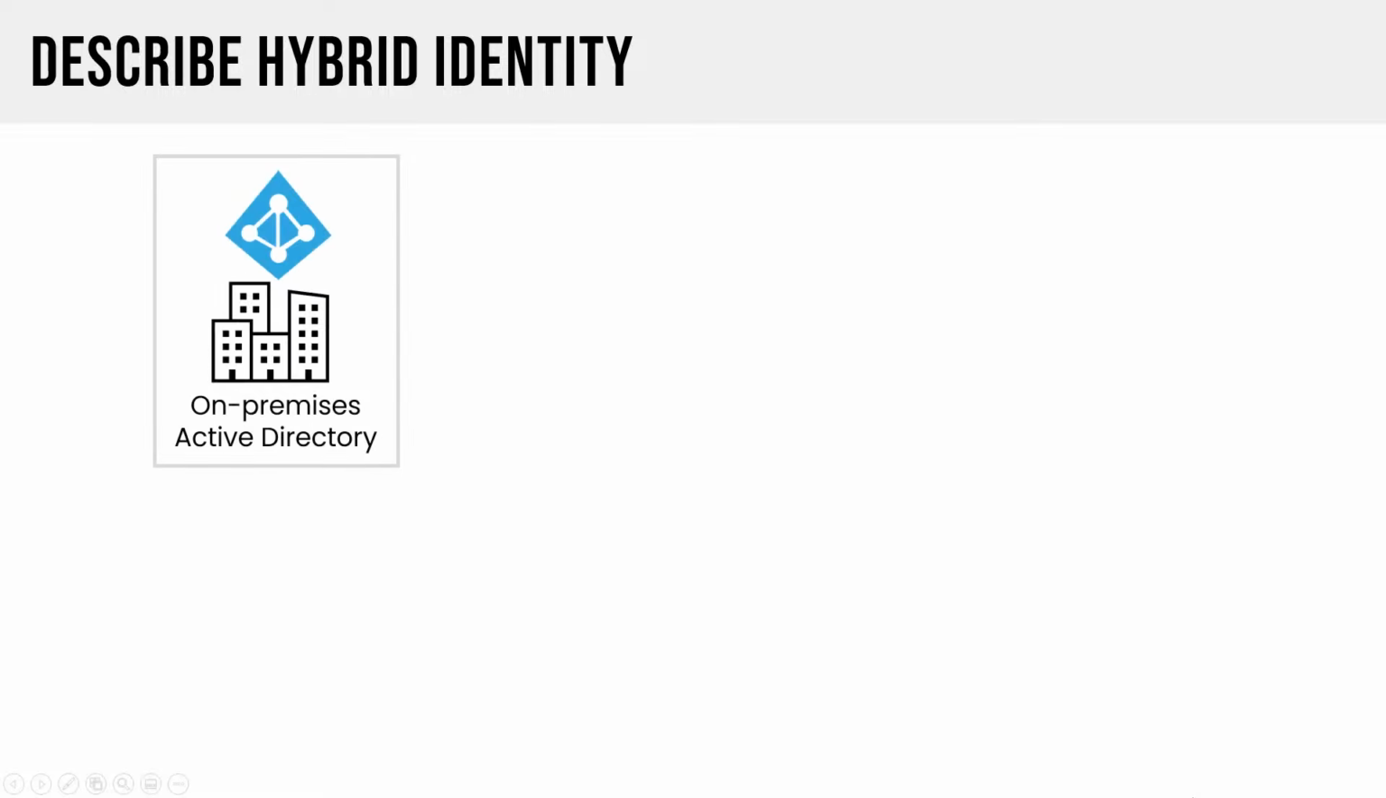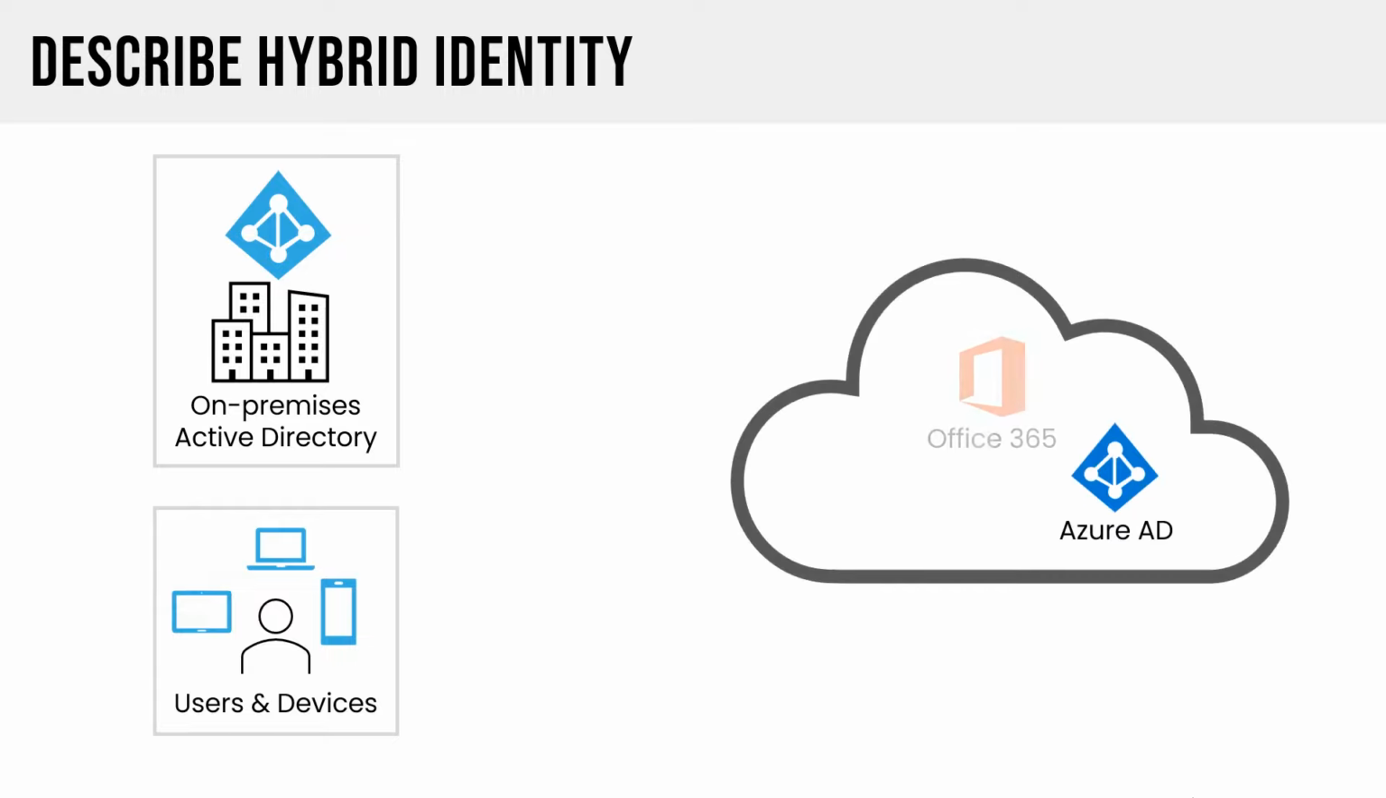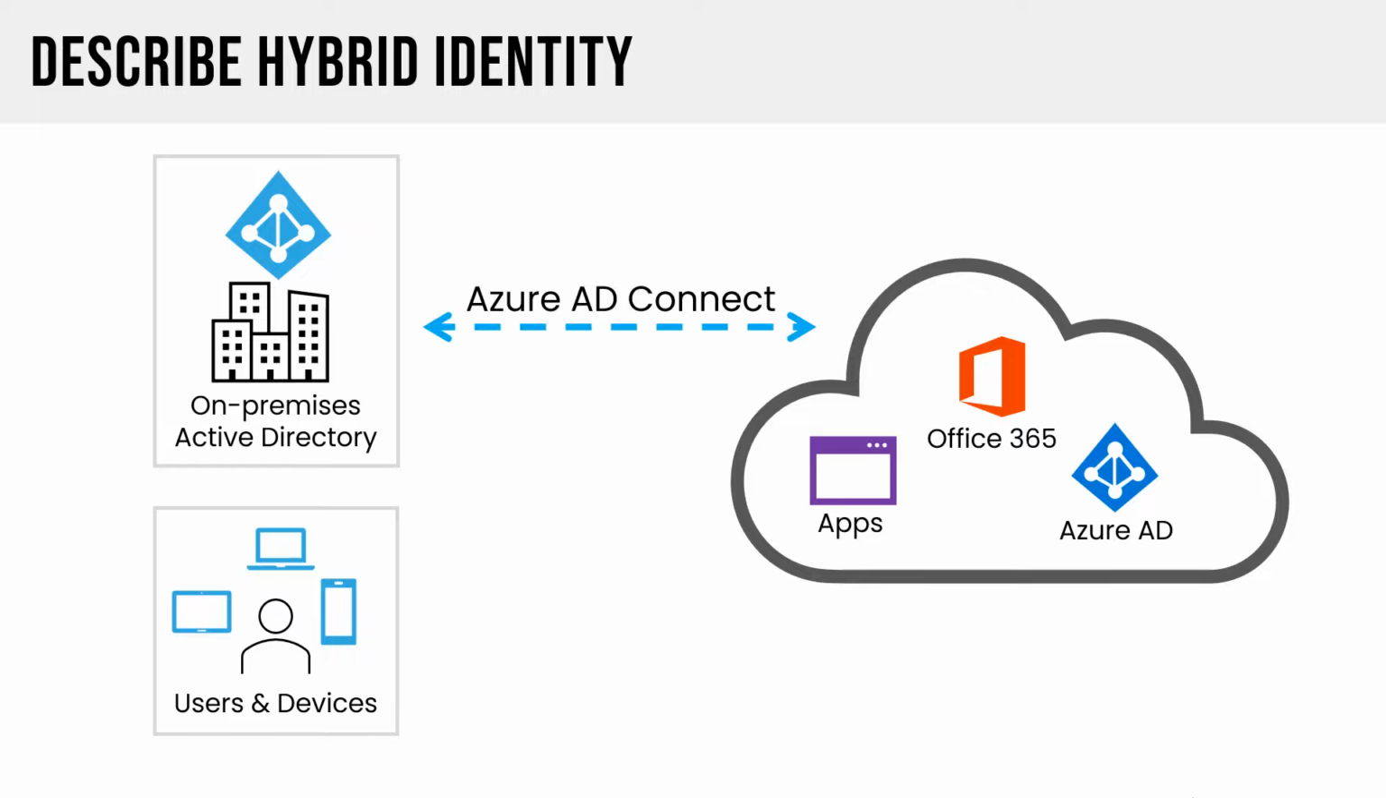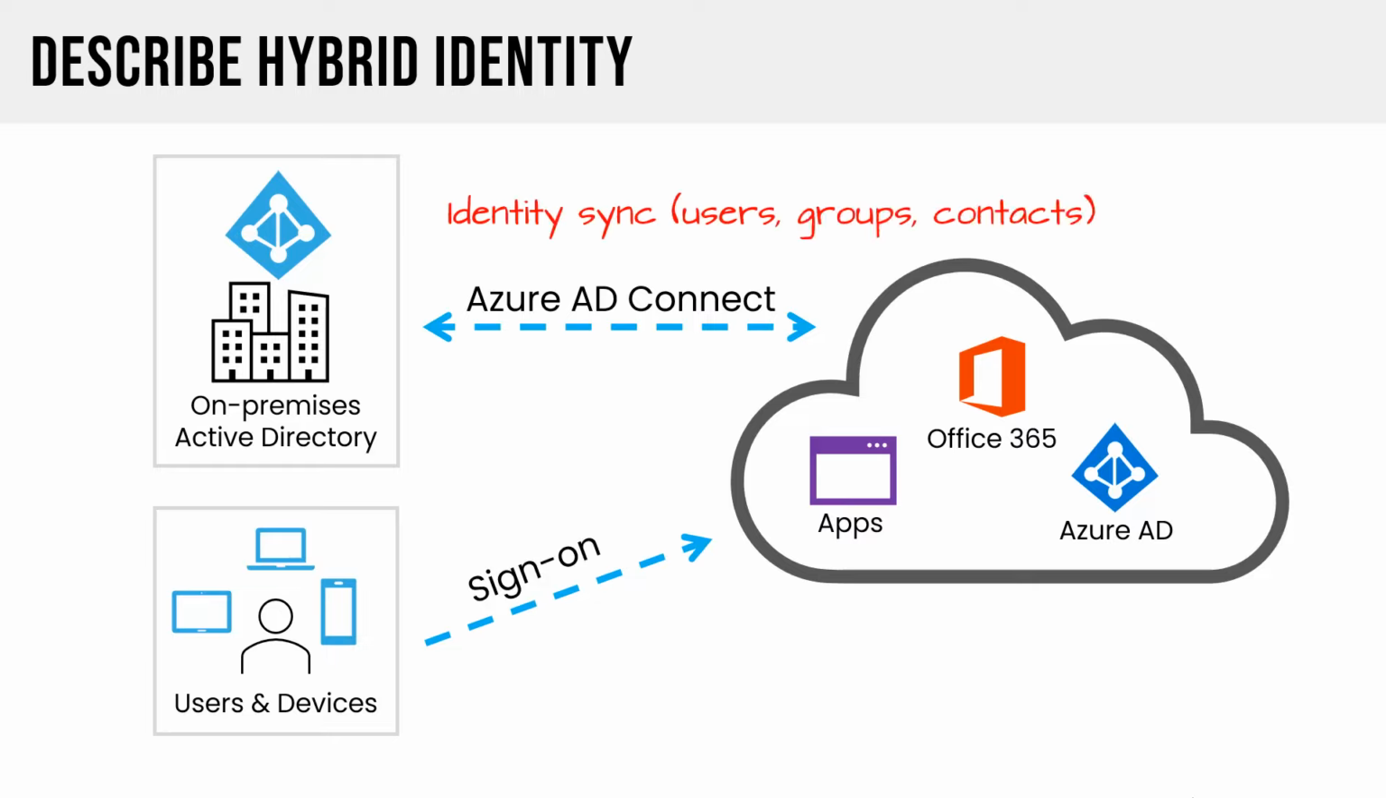So hybrid identity. So in a hybrid identity scenario, if we just take this to a high level, we have our on-premises Active Directory, we have our users and devices, and then we have our Office 365, Azure, and Azure AD, and all of our SaaS apps in the cloud. We use Azure AD Connect to synchronize our identities between Active Directory and Azure AD. We can synchronize the password, so when the user resets their password in the cloud, it's automatically synced back to on-premises, allowing a user single sign-on, whether they're accessing resources in the cloud or they're accessing resources on premises.